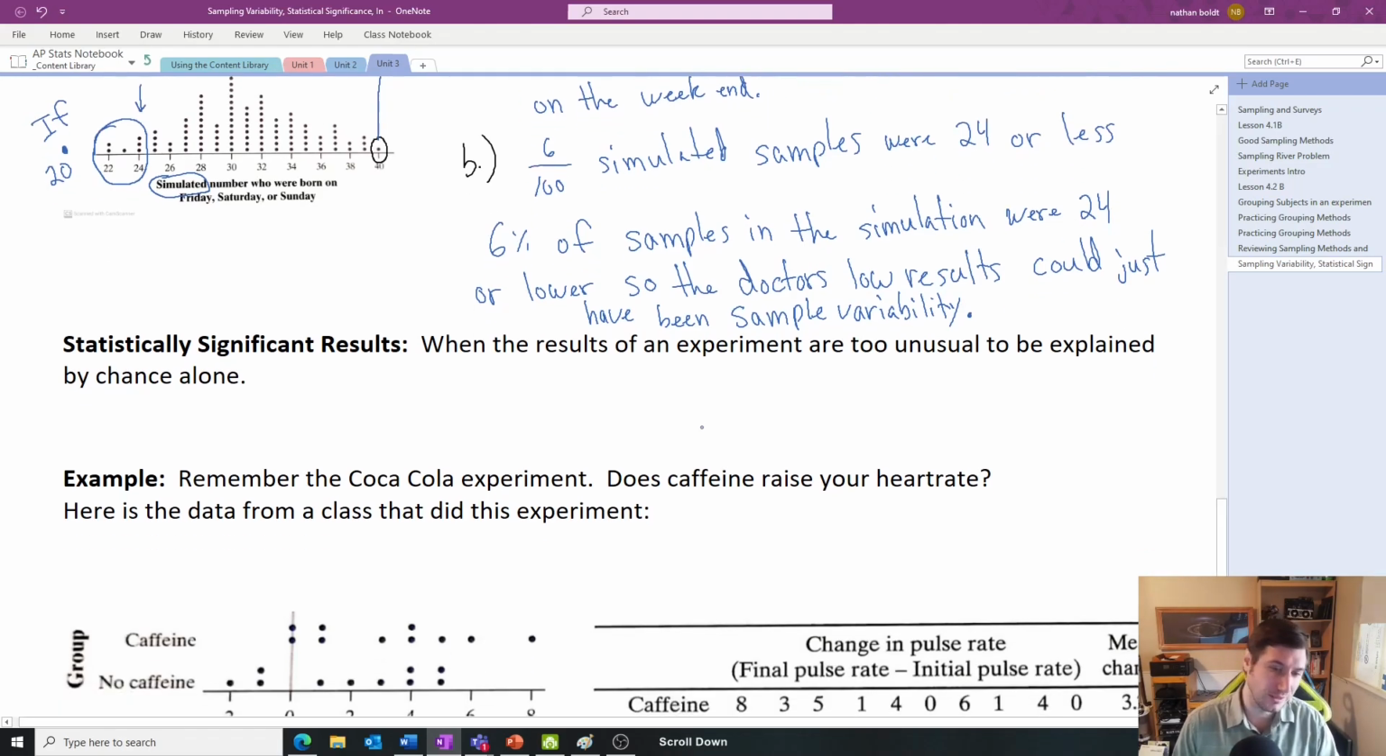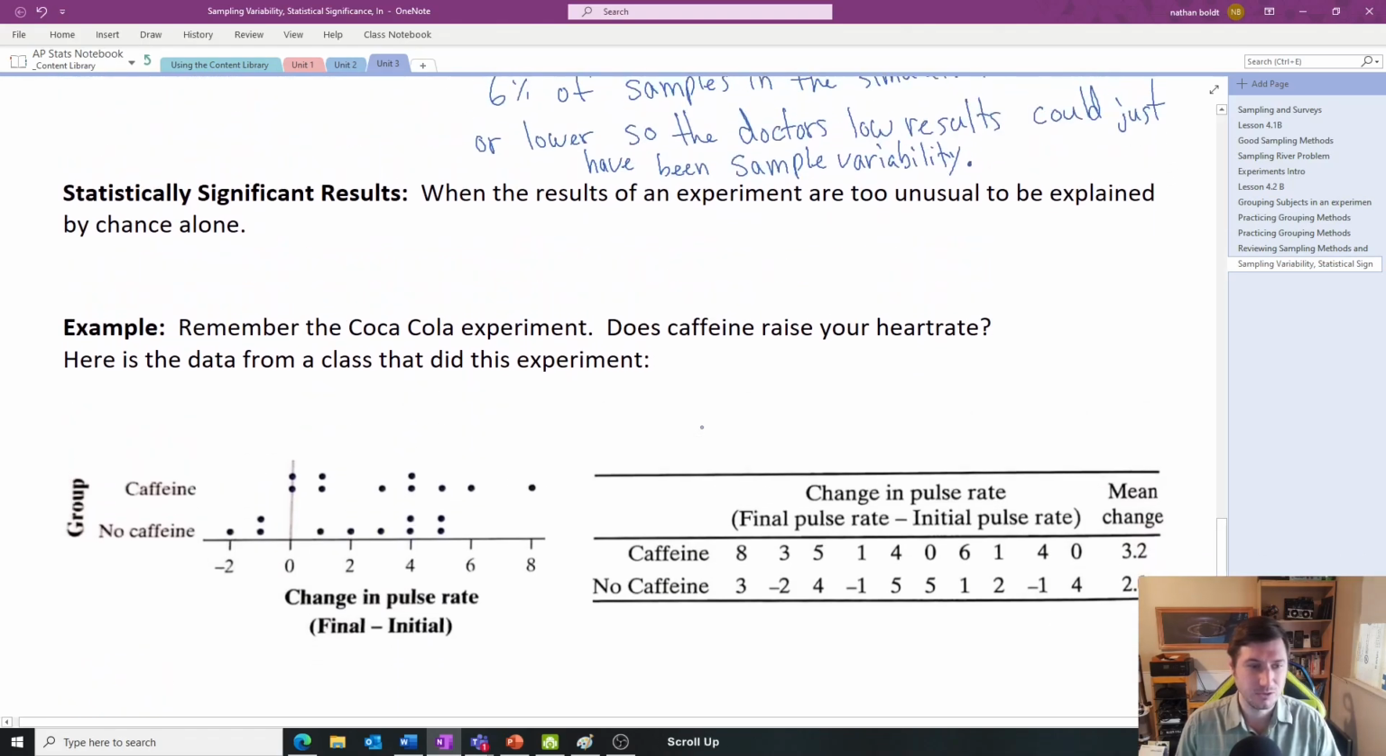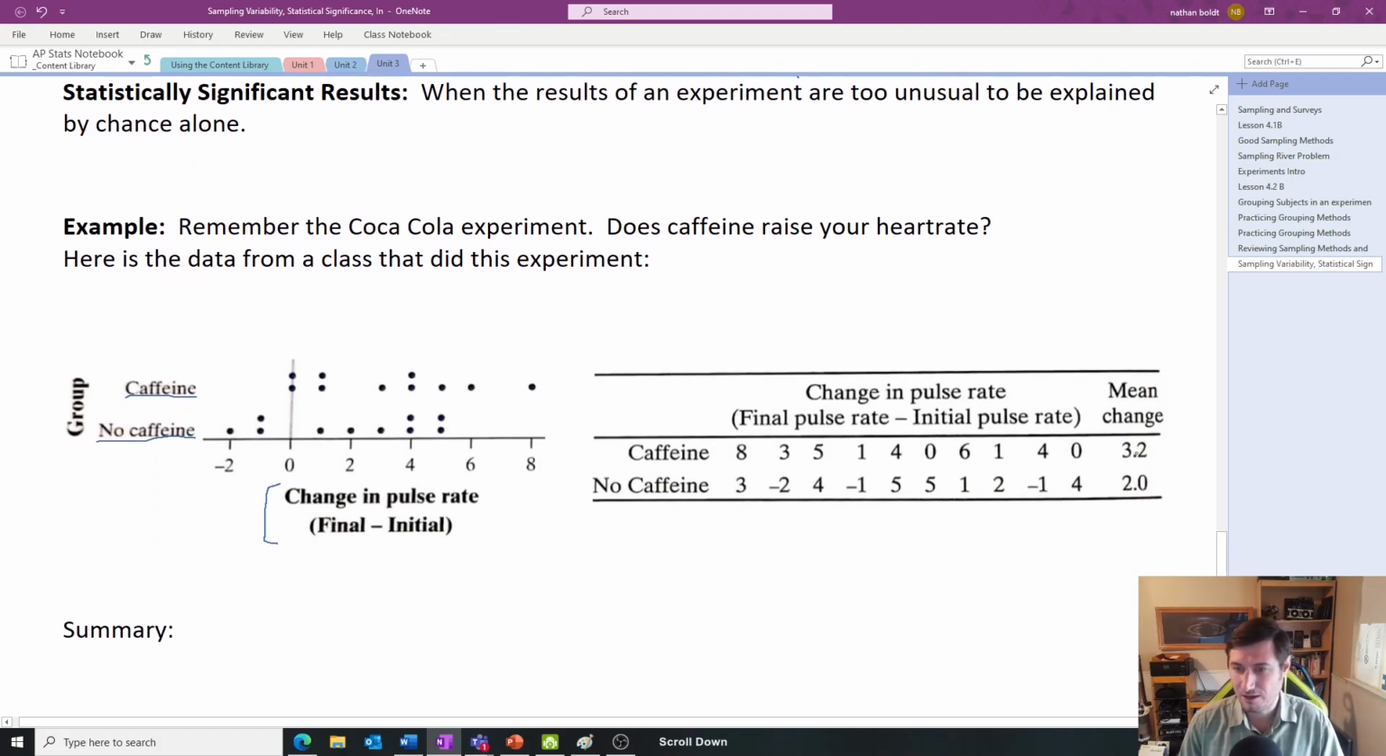So we're going to go back to our Coca-Cola experiment. Does caffeine raise your heart rate? So we've got some hypothetical numbers. So here's the data from a class that did this experiment. Okay, so they had 10 people take the caffeine, 10 people take the soda with no caffeine, and there are their results. Now, the way they got these dot plots is they calculated the change in the pulse rate. All right, so how much did your pulse go up? If it's negative, your pulse went down. It helps combine our data a little bit. So we have all these numbers, and they found that on average, the people that drank the soda with the caffeine increased by 3.2 beats per minute. And those people without the caffeine, they actually also increased, but only by 2.